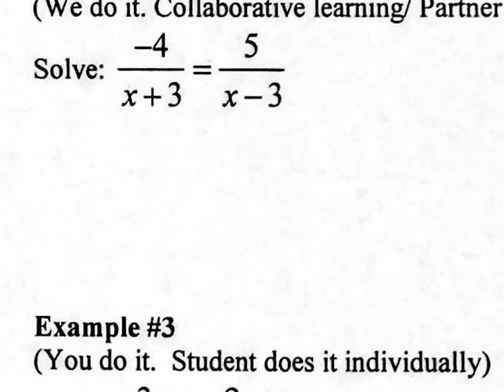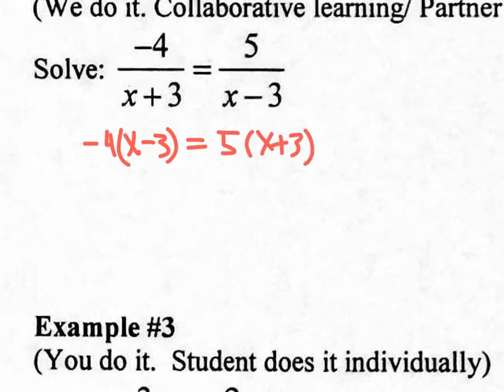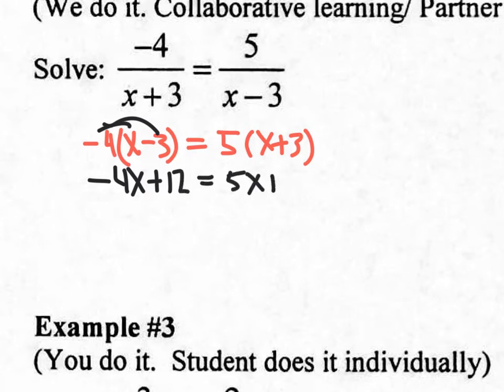Moving on to this next one. How about we try this together right now? I want to put the video on pause and then I'll start working on it. So here we go. We're going to set this up. Cross multiplication. Negative 4 times x minus 3 equals 5 times x plus 3. And when you distribute, you're going to get negative 4x plus 12 equals 5x plus 15.